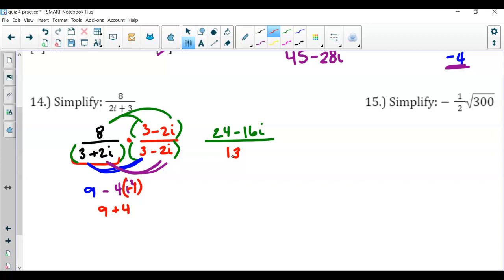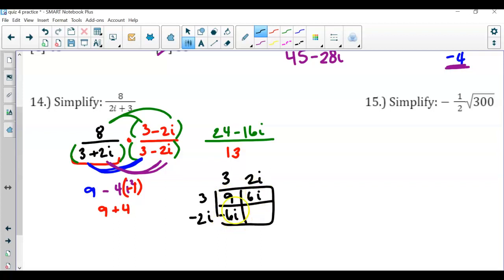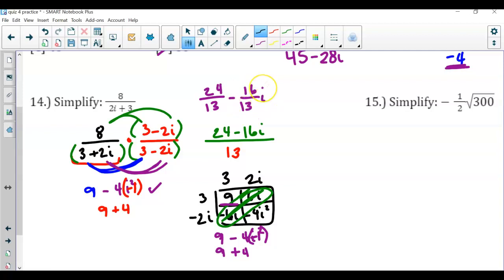Then I'll go through and show the box method so you can also see that, or area model. So I've got 3 and positive 2i times 3 and negative 2i. Now I've got 9, 6i, negative 6i, and negative 4i squared. Notice the i terms: that's 6 minus 6, which is just 0. We're left inside of the box with 9 minus 4i squared, which is right here from our pattern. So this becomes 9 plus 4, because again, i squared here is negative 1. So there's your 13. Then here, remember, you can also write this as 24 over 13 minus 16 over 13i.